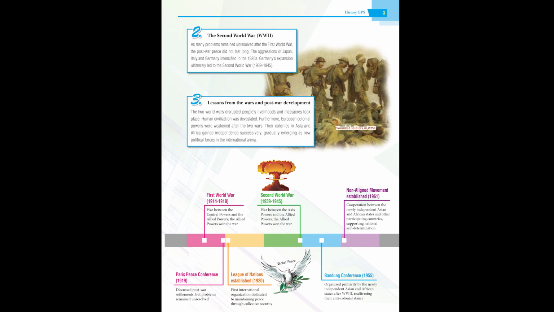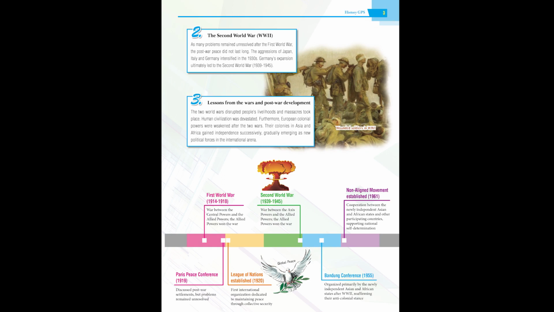3. Lessons from the wars and post-war development. The two world wars disrupted people's livelihoods and massacres took place. Human civilization was devastated. Furthermore, European colonial powers were weakened after the two wars. Their colonies in Asia and Africa gained independence successively, gradually emerging as new political forces in the international arena.